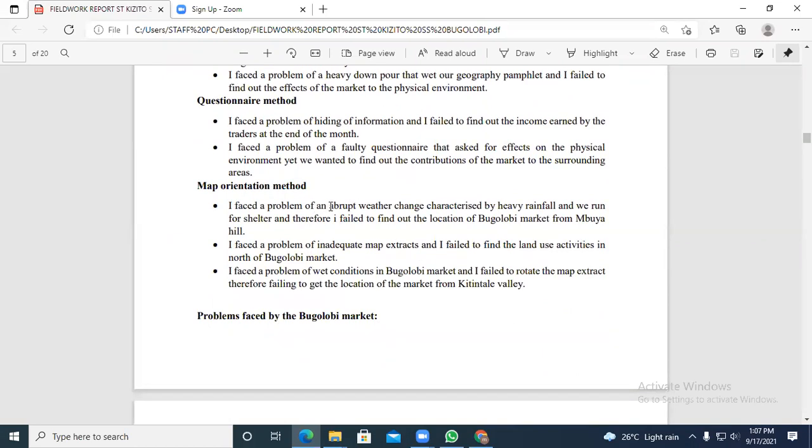Then lastly, orientation. You can face a problem of abrupt weather. You can face a problem of inadequate map extracts or inadequate survey maps. And then you can also face a problem of wet conditions where you cannot rotate the map, and so on.